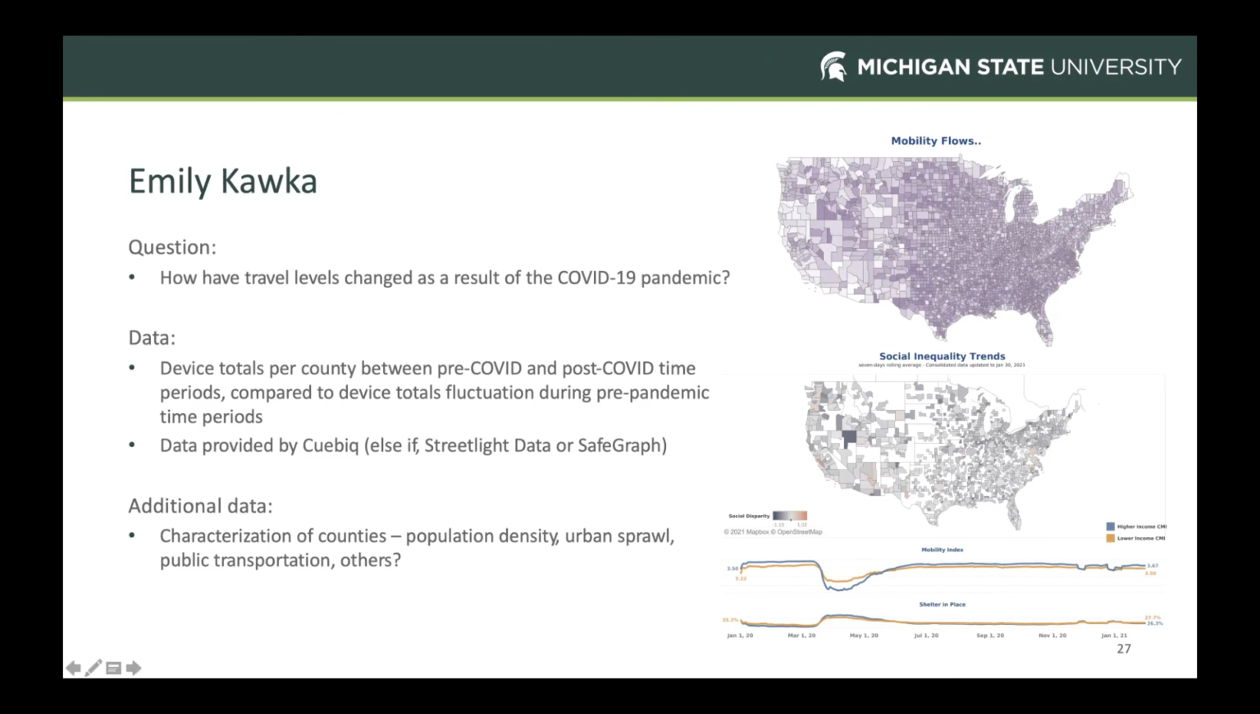What I was looking to do was look at the device totals per county between pre-COVID and post-COVID times, and then compare that to the fluctuation during pre-pandemic time periods. This would be provided by Cubic. And if it's not available there, I was thinking it'd be in Streetlight Data or SafeGraph, or I'm sure there are many other similar sites. Some additional data I was thinking of looking at was the population data, how sprawled out the cities or the areas are, and access to public transportation. So that was my understanding of this.